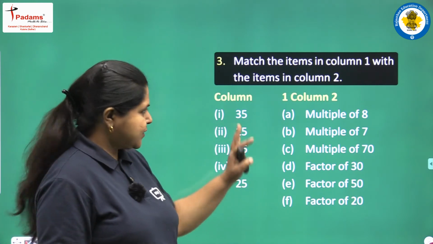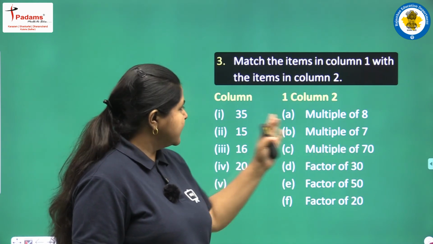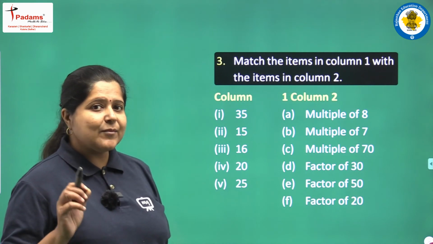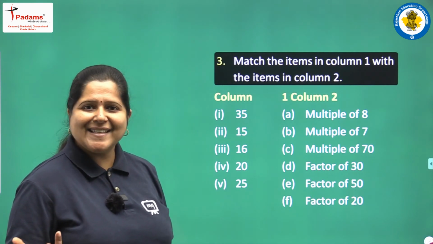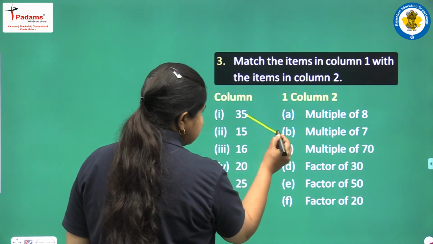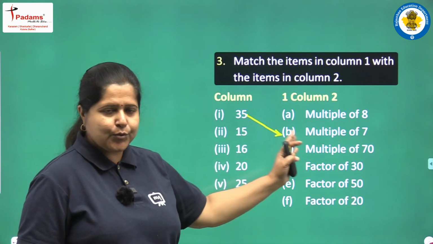35 is not there. So this does not match. Multiple of 7. Is 35 a multiple of 7? Is it present in the table of 7? Yes. 7 5s are 35. And so 35 is a multiple of 7. In this way we can match these two.